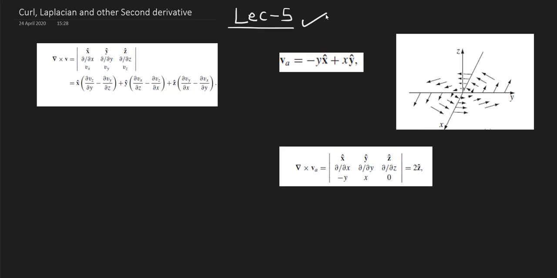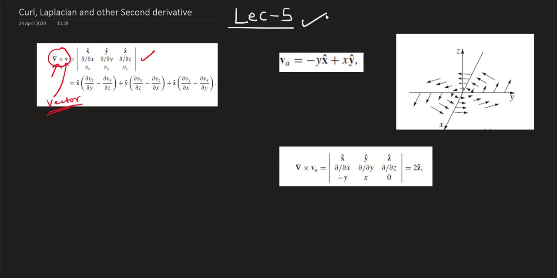Mathematically the curl is defined as del cross V. Okay. So this is the cross product between the del and this V, which is some vector function. So when you take the cross product, and in the earlier lectures we have defined how to take the cross product, this is the way to get the cross product between two vectors.